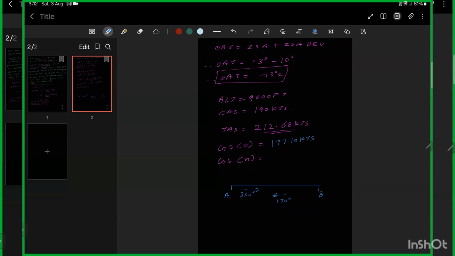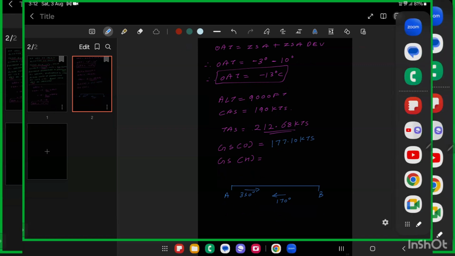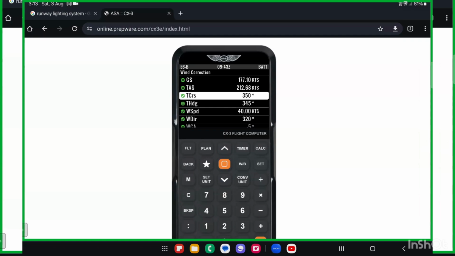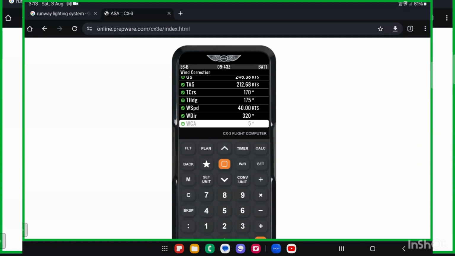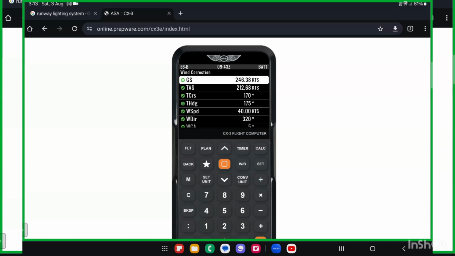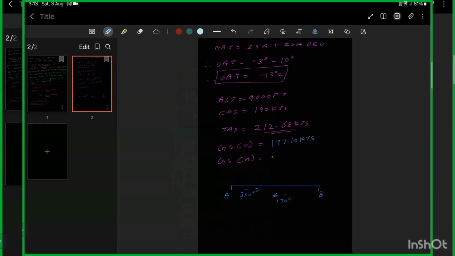Now what will we find out? Ground speed home. Okay. So what do I have to change? Only the course, I have to change to 170. I have changed it. TAS 212.68. Wind speed is 40. Wind direction is 320. Now what is the ground speed home? 246.38. Till here you guys got it? Yes. Okay.